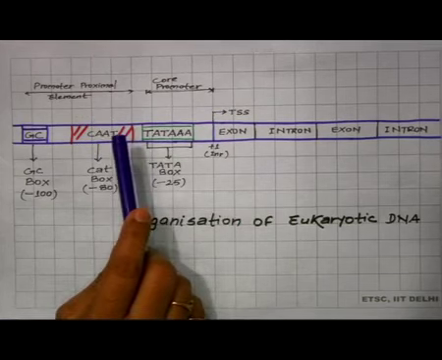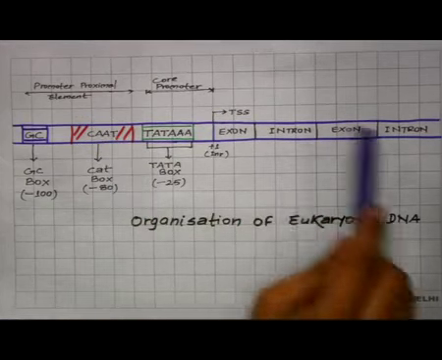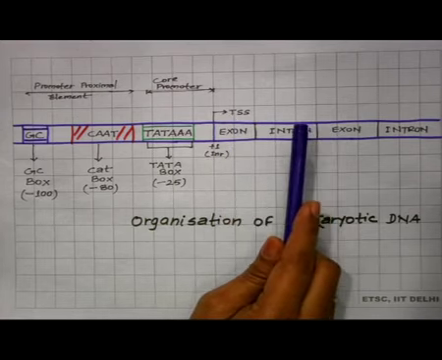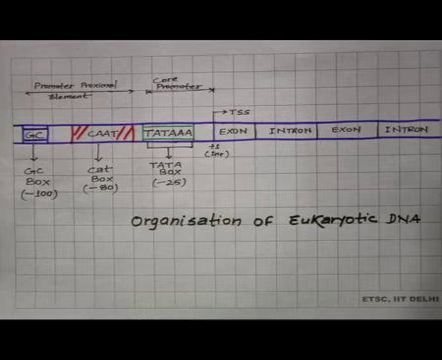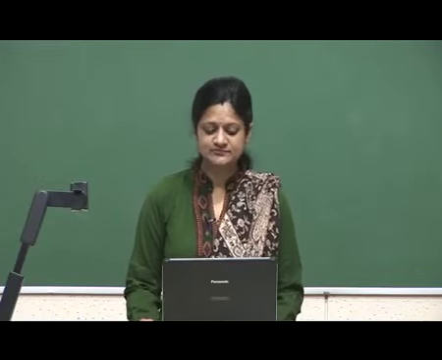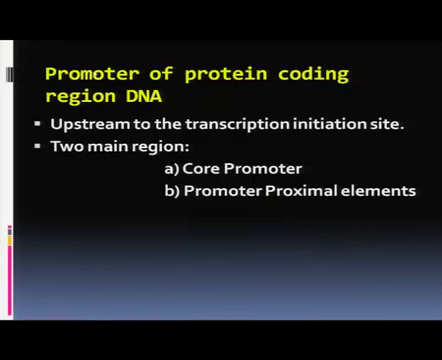upstream sequences. All the sequences to the right of the transcription start site are considered downstream sequences. Upstream sequences are given negative numbers, while downstream sequences are given positive numbers. So, in the promoter of eukaryotes there are two specific regions. One is the core promoter and the second one is the promoter proximal element. These two specific regions are found in the promoter of eukaryotic DNA.